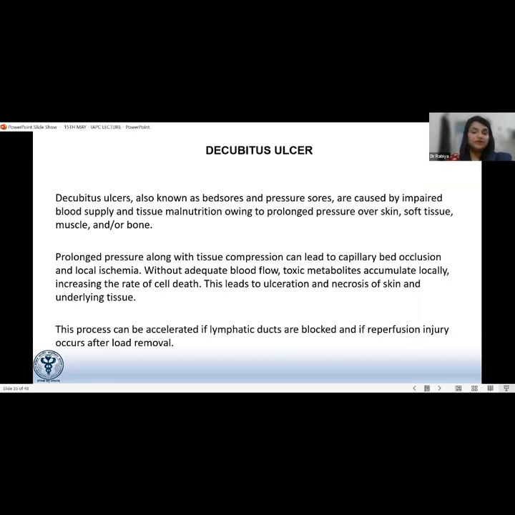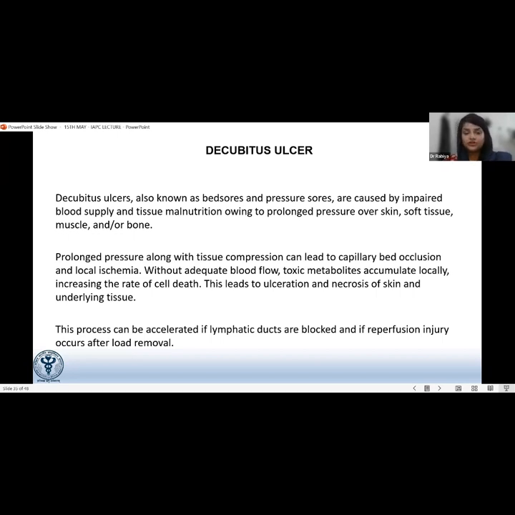Now, going into an important topic, the decubitus ulcer, which is very common in all palliative care centers, because we have patients who are PS4, who are bedridden, and who are in bed for more than 50% of their daily time. Decubitus ulcers, also known as bed sores or pressure sores, are caused by impaired blood supply and tissue malnutrition owing to prolonged pressure over skin, soft tissue, muscle, and bone.